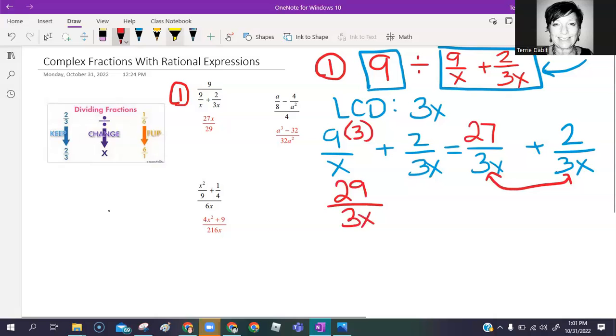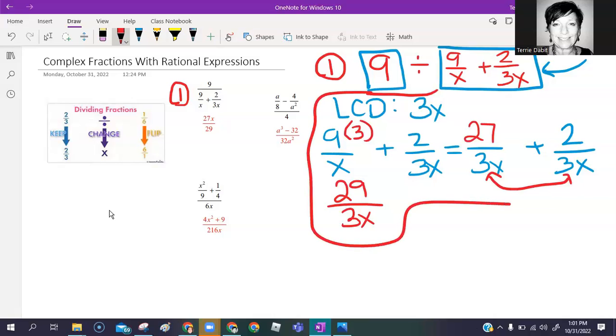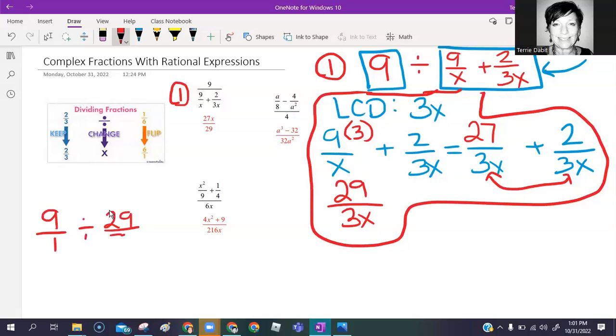And all of this came from the second problem. Let me write a big circle around it. So all of this is coming from that. Okay, so I still have my 9. Don't forget, I started with 9 divided by all that. So I have 9 over 1 divided by 29 over 3x. Keep, change, flip.